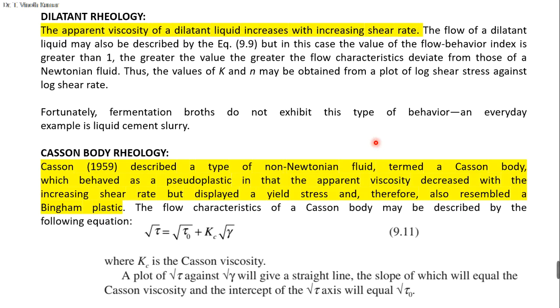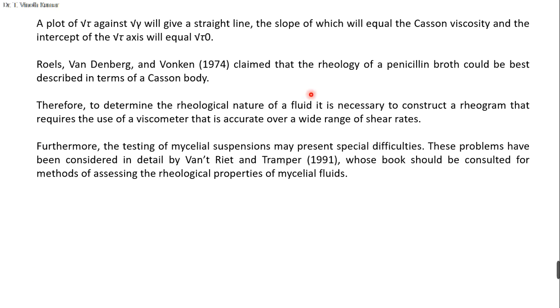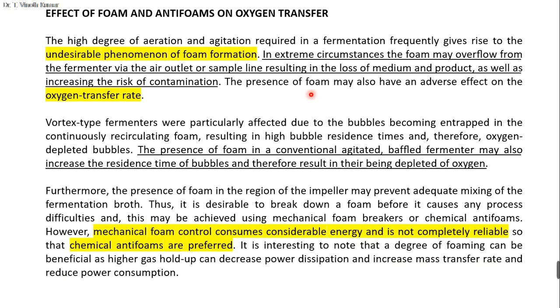That is mentioned here: the plot of root tau against root gamma will give a straight line, the slope of which will equal the Casson viscosity, and the intercept on the root tau axis will equal root tau 0. So this is the difference between the other rheological properties and the Casson body rheology, and this is explained again here. And we can go to the next topic, the effect of foam and antifoams in oxygen transfer. We already completed the oxygen transfer, but this is a continuation of the rheological properties. That is why it is covered in this section.